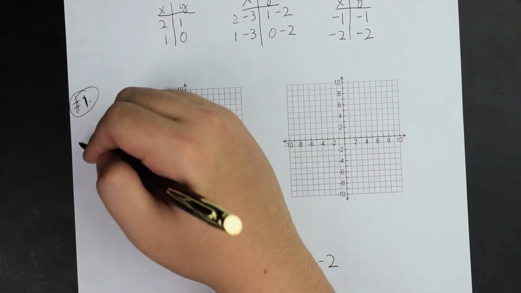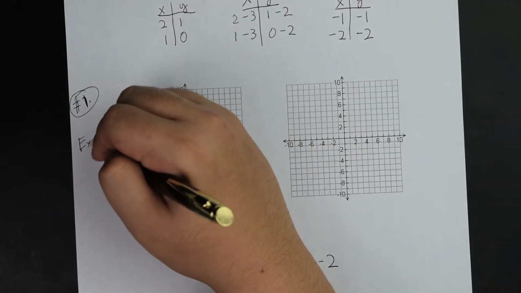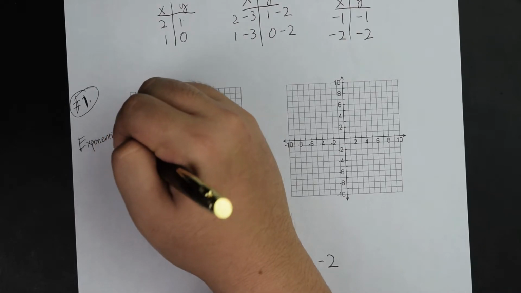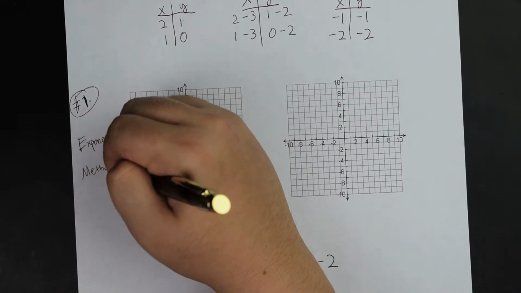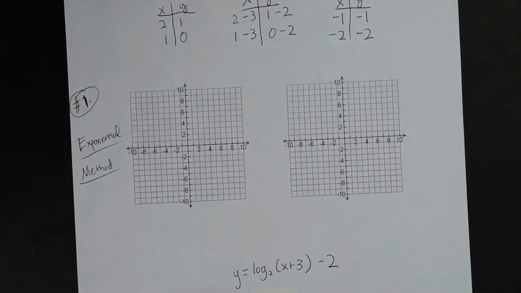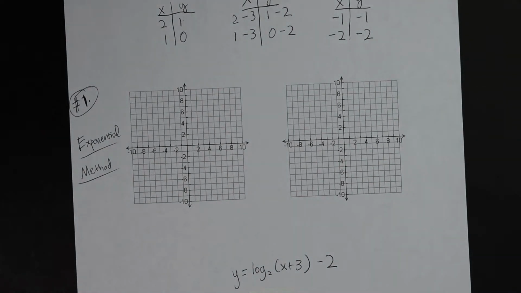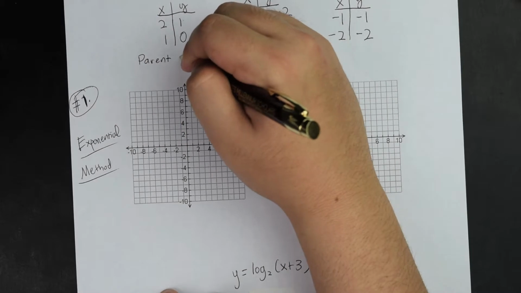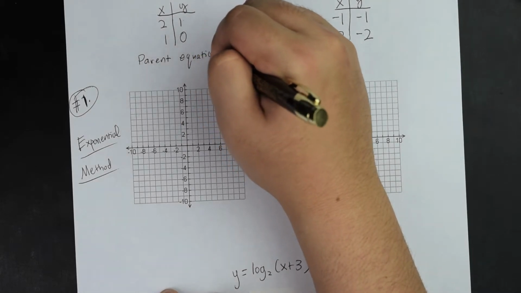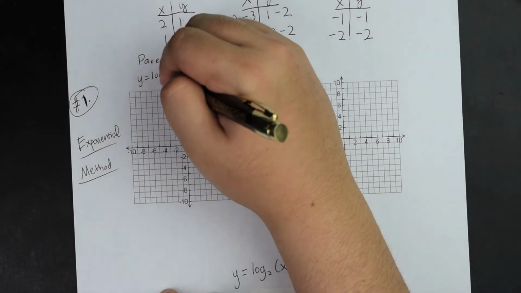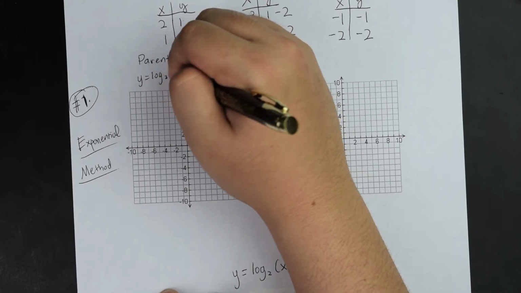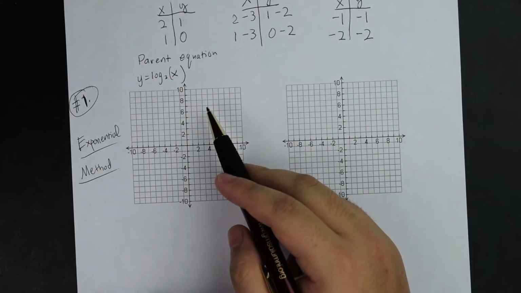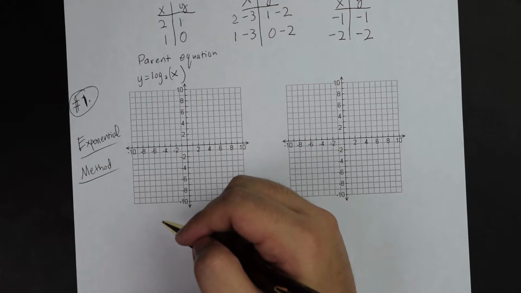But this is the method that is called the exponential format. So I'm just going to call it the exponential method so you know that this is a different way. The way the exponential method works is that I'm going to change it to an exponential format. So just like the prior question, when I identify my parent equation for the problem, my parent equation is y equals log 2 of x. But there is a way for me to change this parent equation. This is how I'm going to go about doing so.